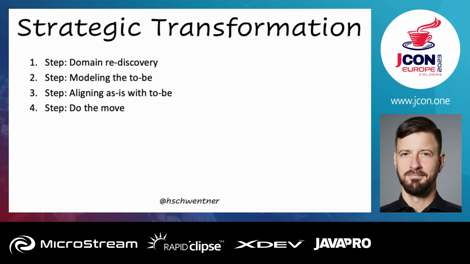And the strategic stuff, or the strategic transformation, is done in 4 steps. You can see here. The first step is we have to rediscover the domain. The second step is we want to model the to-be. So with what we know today, how should our architecture actually be? Build an ideal. And then we look at the monolith, at the legacy software, and see the as-is architecture and see, well, how does this fit together? Where do we have to make changes? That's step 3, aligning the as-is with the to-be.